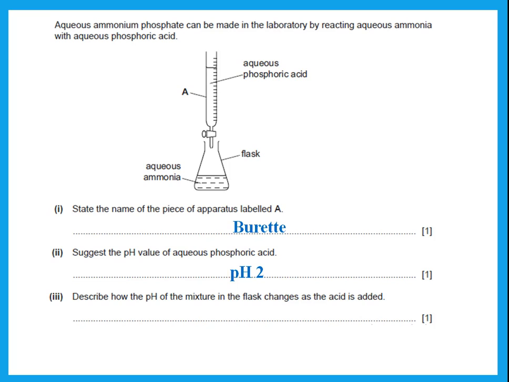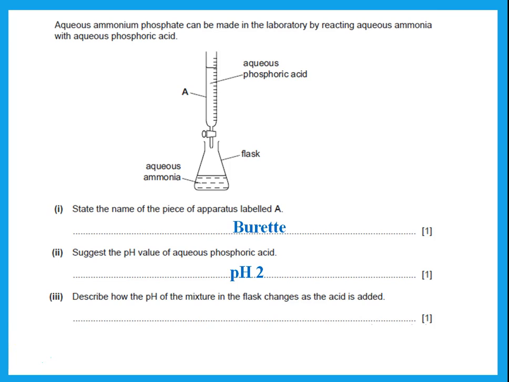Describe how the pH of the mixture in the flask changes as the acid is added. Remember, what would be the pH of the ammonia originally in the flask? Ammonia has a pH of what? We said ammonia is a weak base.